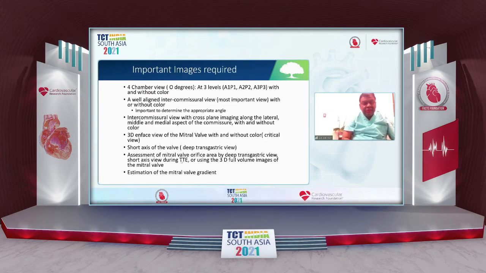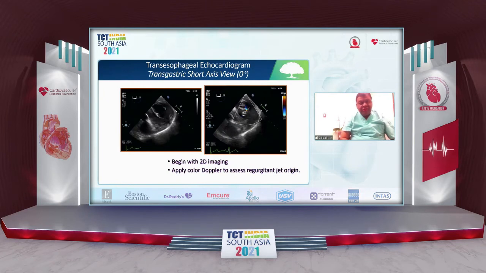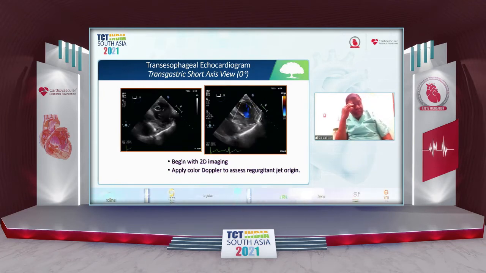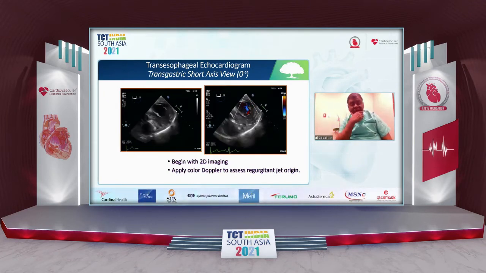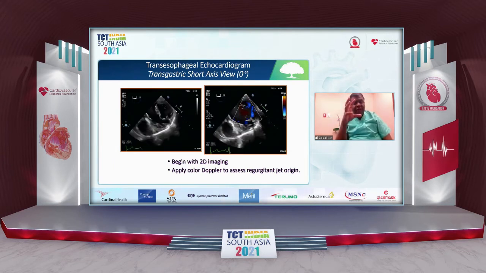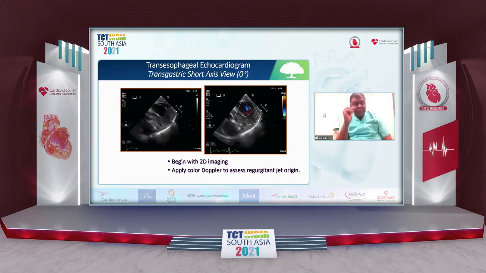These are some of the images I've just put up for you. You don't have to remember them. Four-chamber view, intercommissural, 3D en face, short axis view, deep transgastric, and then final assessment. But to make it easier, I'm just going to talk about a few important views. First is the transgastric view, and this is important because it gives you a good idea about the orifice area, which is critical.